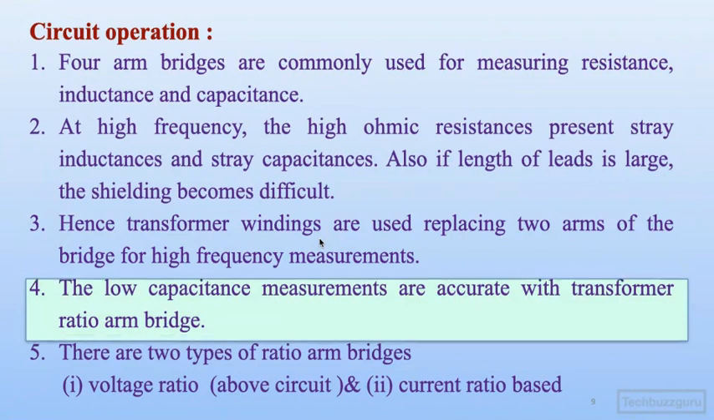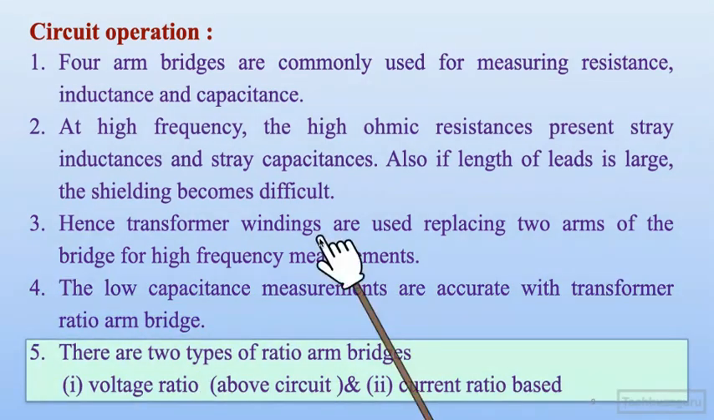There are two types of ratio arm bridges. One is a voltage ratio arm, that is the circuit which is already shown above, and second is a current based ratio arm. Voltage ratio arm is used in one situation, current ratio arm is used in some other situations. So let us check what the conditions are.